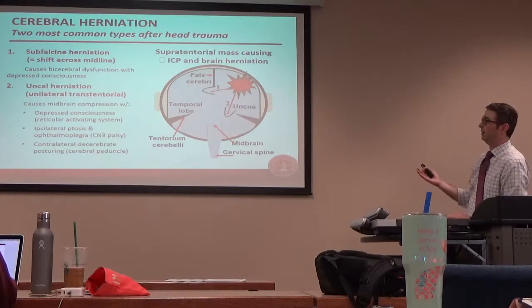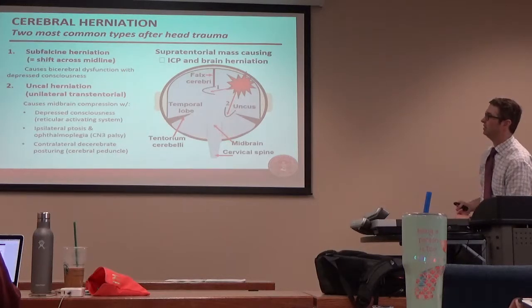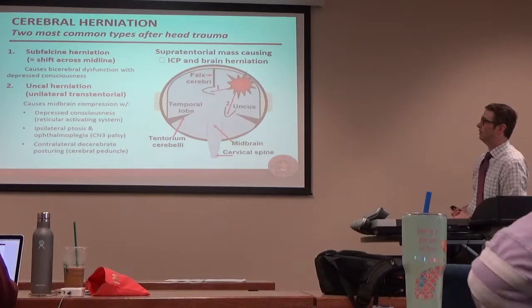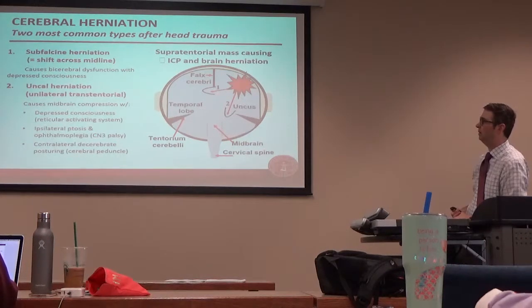You'll have depressed consciousness. Again, going back to the reticular activating system is in the midbrain and upper pons with projections to bilateral thalamus up. You'll have the different sized pupils due to cranial nerve 3 compression, and you also have posturing.